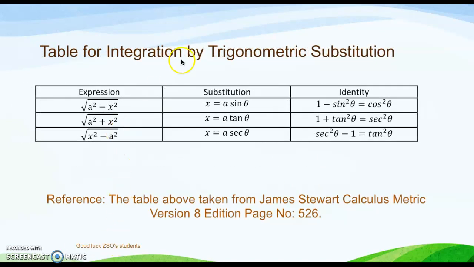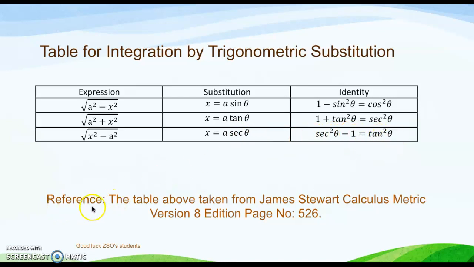So this is the table for integration by trigonometric substitution. When you have square root of a squared minus x squared, x equals a sine theta. The identity used here is 1 minus sine squared theta equals cos squared theta. When you have square root of a squared plus x squared, x equals a tangent theta, and 1 plus tangent squared theta equals secant squared theta. And lastly, when you have square root of x squared minus a squared, x equals a secant theta, and secant squared theta minus 1 equals tangent squared theta.